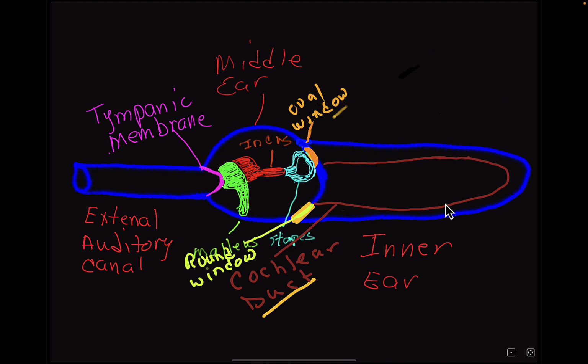And then remember, we have the scala vestibuli, which is in the upper region here. And then you have the scala tympani, which is in the lower region down here. And these are both filled with perilymph. And then inside the cochlear duct, this is filled with endolymph. Now, there's not a lot different with perilymph versus endolymph, except there's a little bit of potassium and a little bit of chloride difference.